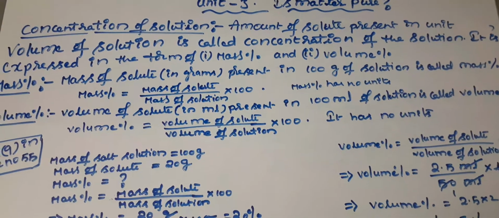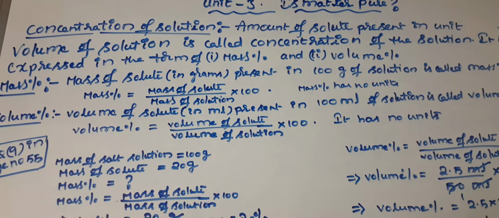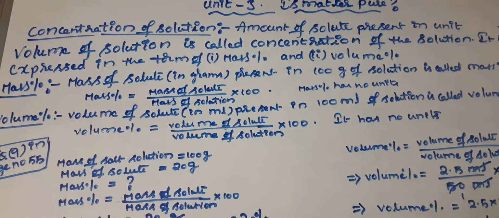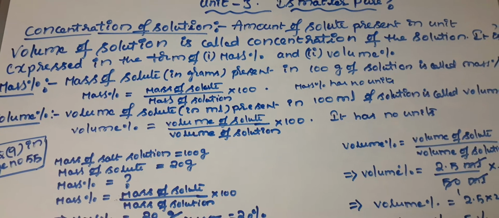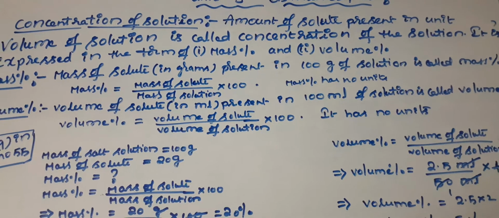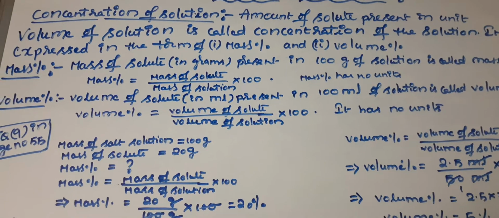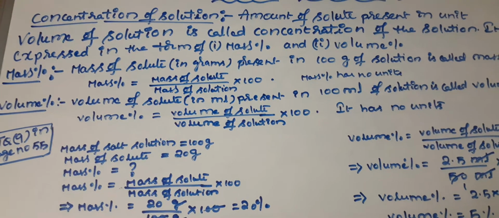First, concentration of the solution. Concentration of the solution is nothing but the amount of solute present in unit volume of solution. Amount of solute present in the unit volume of solution is called concentration of the solution. Concentration of the solution is expressed in the form of mass percentage and volume percentage.